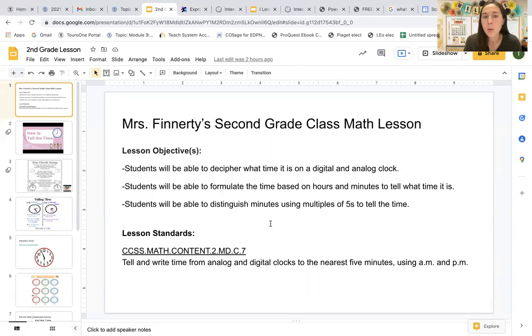Looking a little bit more into this, I just want to go into my standards. The standard for second grade in New York State is tell and write time from analog and digital clocks to the nearest 5 minutes using AM and PM. So the first thing I'm going to do is use a hook, and I'm going to share my screen quickly of my actual HLP lesson plan.